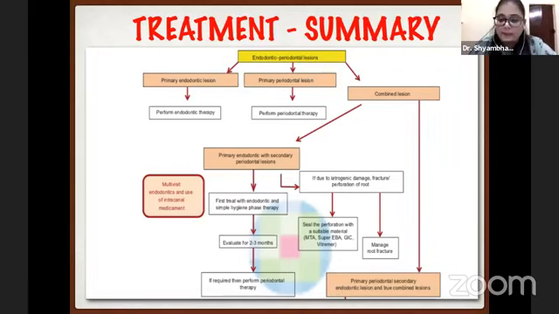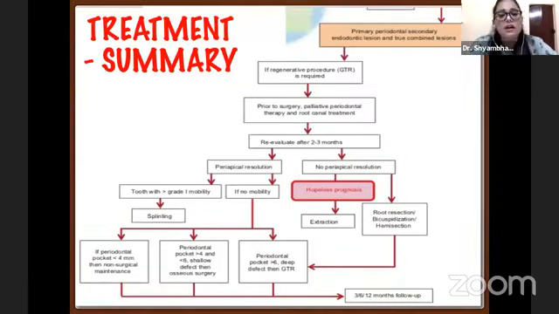Whereas in case of primary periodontal and secondary endodontic lesion, periodontal therapy is required after endodontic therapy. So initially endodontic therapy is done if required, and then regenerative therapy in the form of GTR membrane, as we discussed earlier, can be done, and re-evaluation is required every 2 to 3 months. And if periapical resolution occurs after 2 to 3 months, then if there is no mobility, you can go ahead with follow-up and nothing else is required.